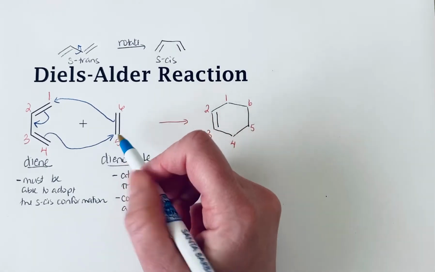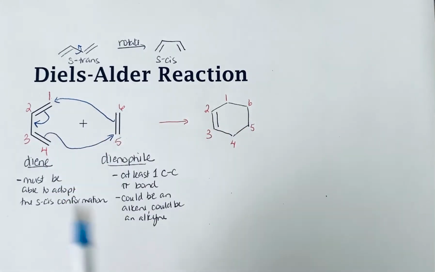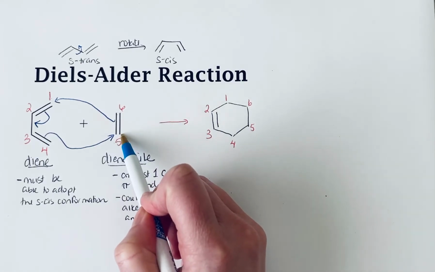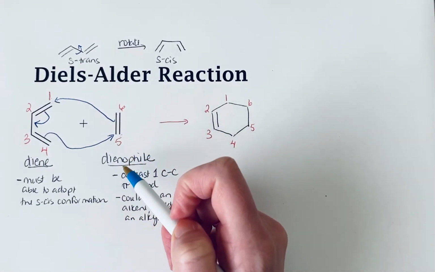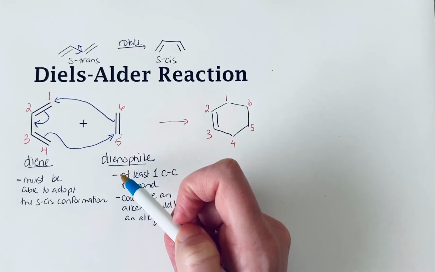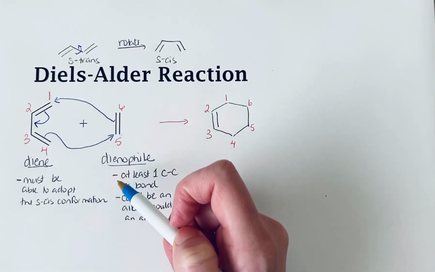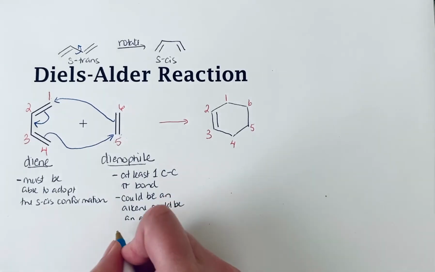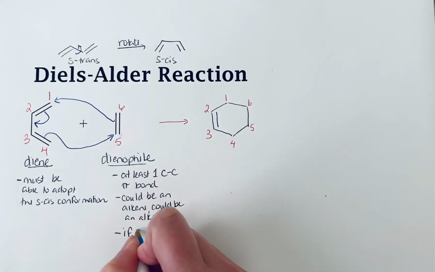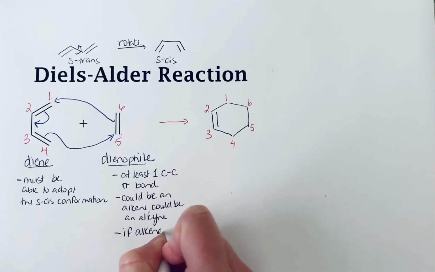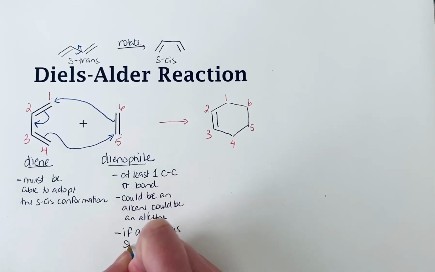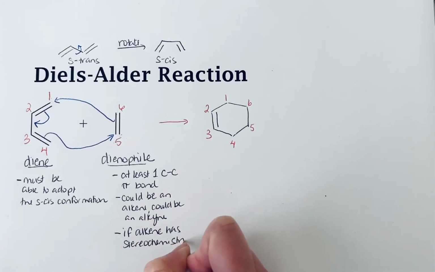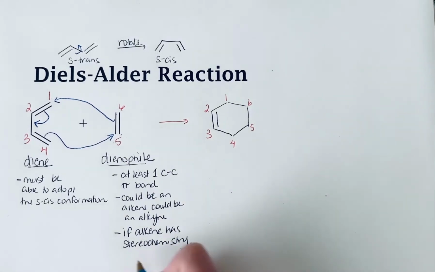And a few other things to note, this is a concerted mechanism. And so that means that if our dienophile happened to be an alkene that has stereochemistry, if it was specifically a cis or a trans alkene, we would see that stereochemistry would be retained in the product. So if the alkene has stereochemistry, it will be retained.